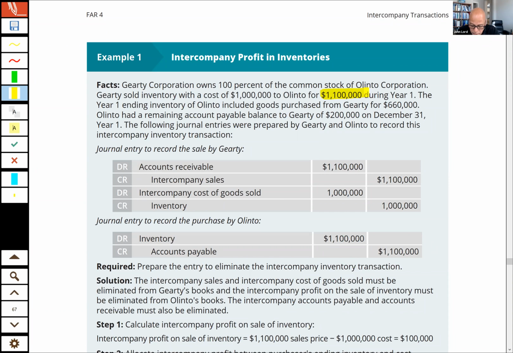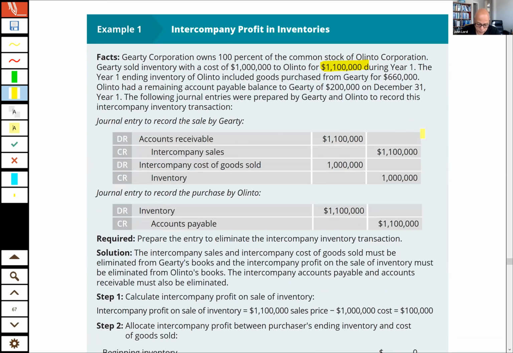The year-end ending inventory of Olinto included goods purchased from Garrity for $660,000. Olinto had a remaining accounts payable balance of $200,000 on December 31st. And then they want to know the eliminating entries. First, they're just showing you the entries on the individual companies' books. We've got an account receivable of 1.1 million and intercompany sales of 1.1 million. Intercompany cost of goods sold gets debited for $1 million and inventory is credited for $1 million. That's the cost to Garrity. And on Olinto's books, Olinto has inventory of 1.1 million, and they have the accounts payable.